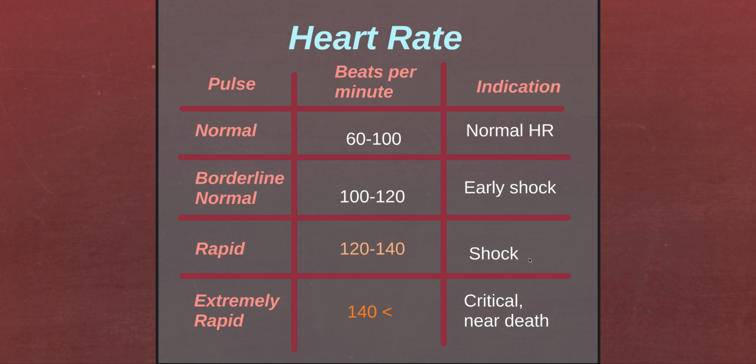Borderline normal is 100 to 120 beats per minute and is seen in early shock. A rapid pulse is 120 to 140 beats per minute and is seen in shock. An extremely rapid pulse is greater than 140 beats per minute. This is a critical condition and the patient may be near death.